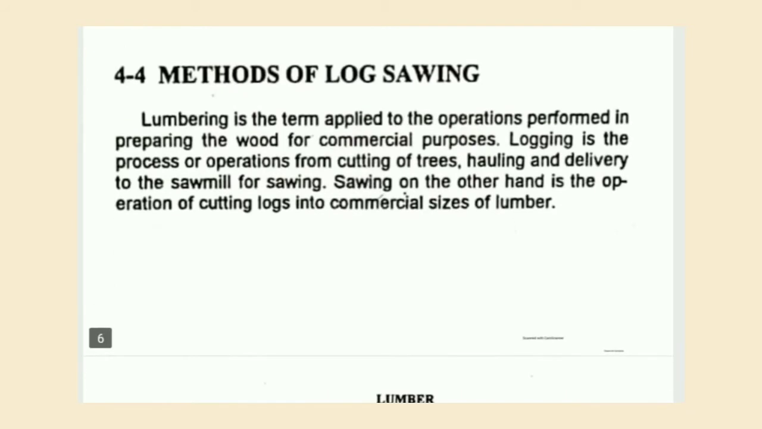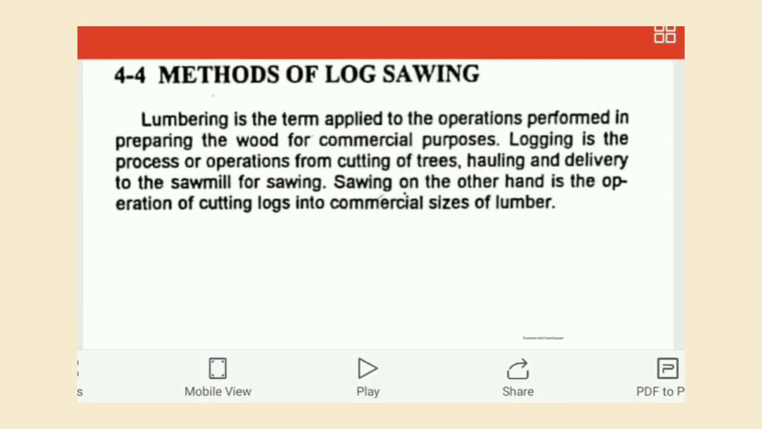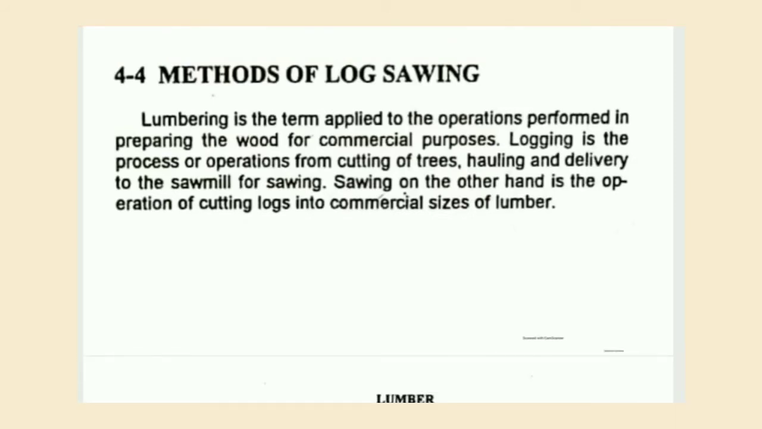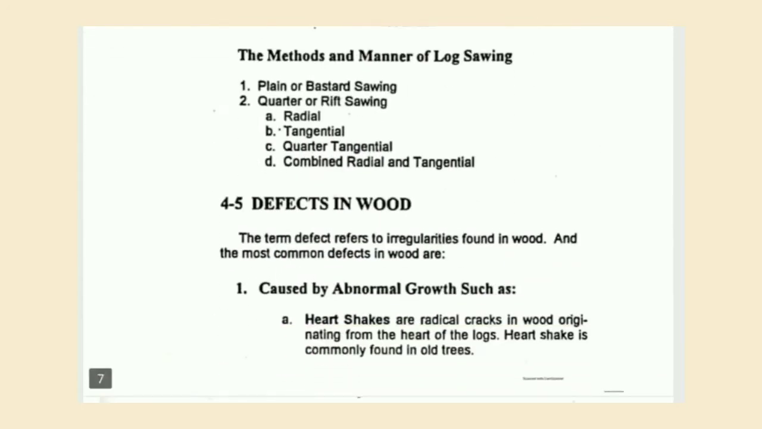Next is the method of log sawing. Lumbering is the term applied to the operation performed in preparing the wood for commercial purposes. Logging is the process of operation from cutting trees, hauling, and delivery to the sawmill or sawing. Sawing, on the other hand, is the operation of cutting logs into commercial sizes of lumber. Next are the methods and manner of log sawing. First is the plain or bastard sawing. Next is the quarter or rift sawing, which encompasses the radial, tangential, quarter tangential, and combined radial and tangential.